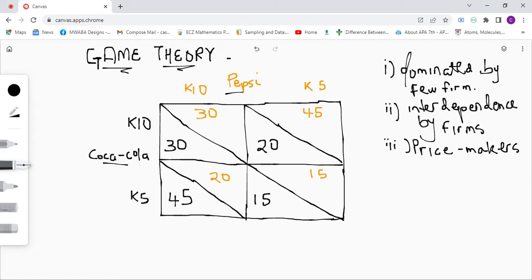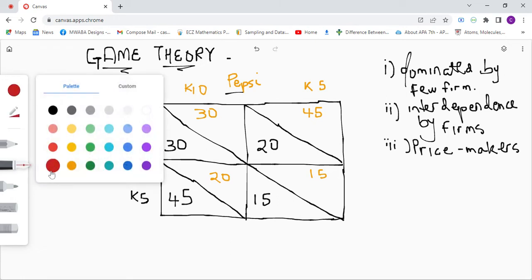Okay. So now here, what we can see is a payoff table. This is a payoff table. These numbers in this table represent the total revenue. Total revenues of each firm.